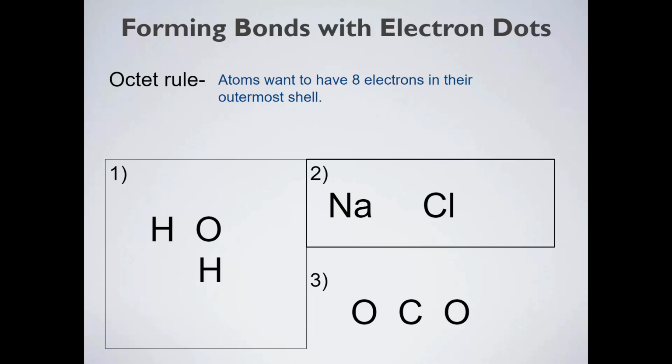So we can show this using these electron dot diagrams. How many electrons does hydrogen have in its outermost shell? Just one. Oxygen, anyone remember? 6. So here are my hydrogens. They each have 1 electron in their outermost shell. What about oxygen? It has 6: 1, 2, 3, 4, 5, 6.